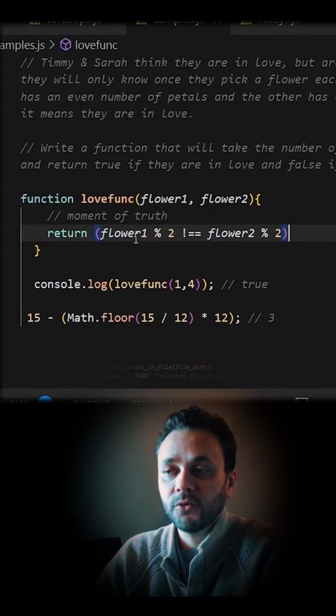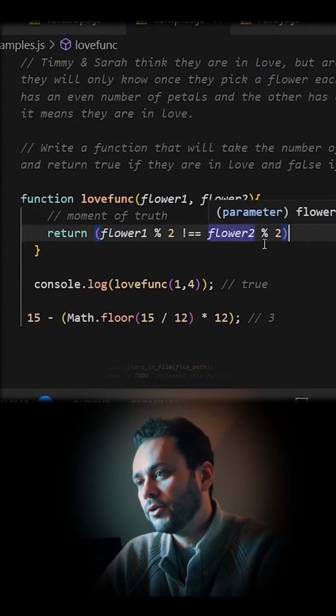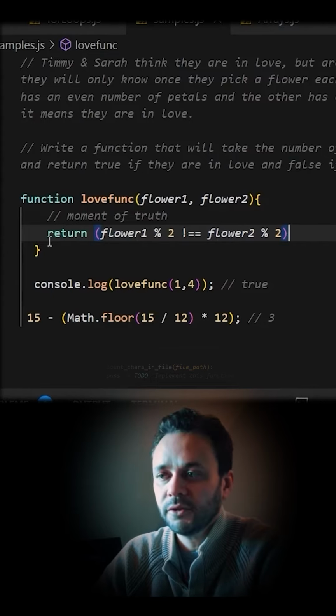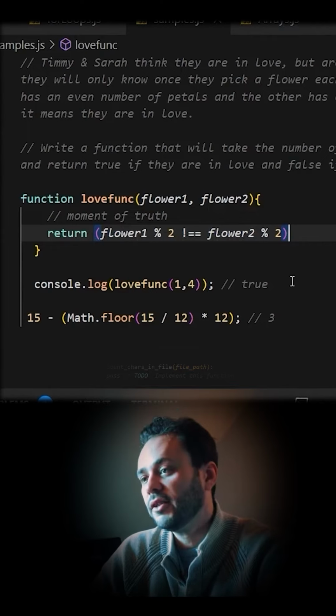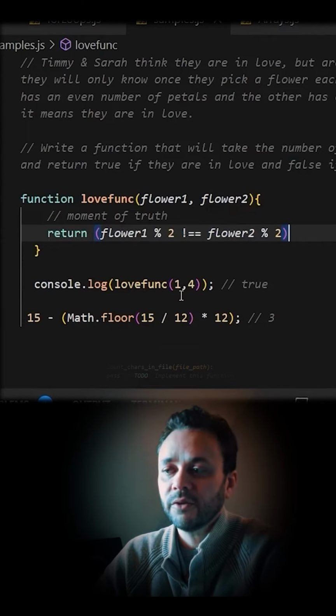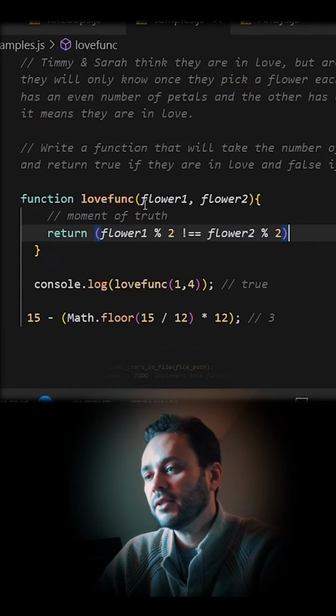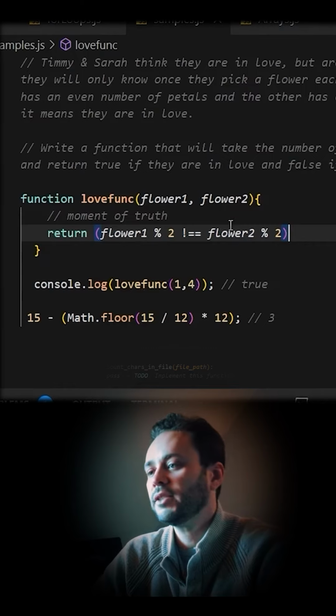So we have if flower 1 mod 2 does not equal flower 2 mod 2, then you return the Boolean, which is true, and they're in love, right? So in this particular case, we're passing in a 1, that's an odd number, and we're passing in a 4, that's an even number.